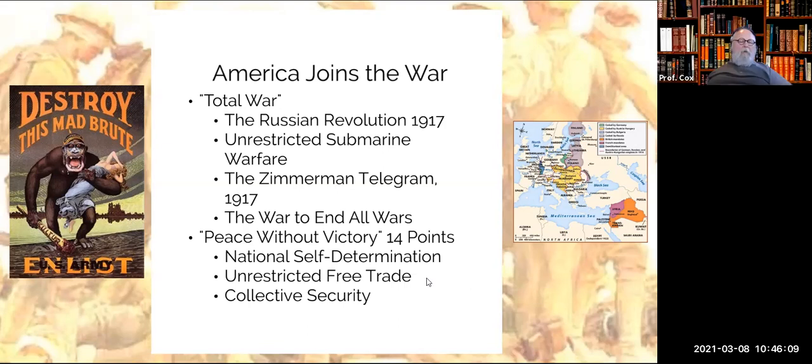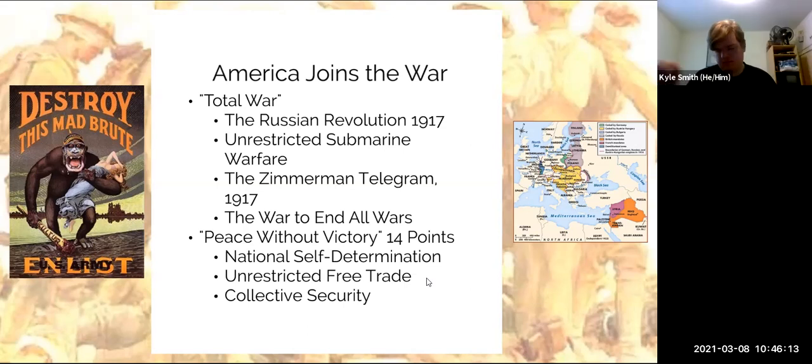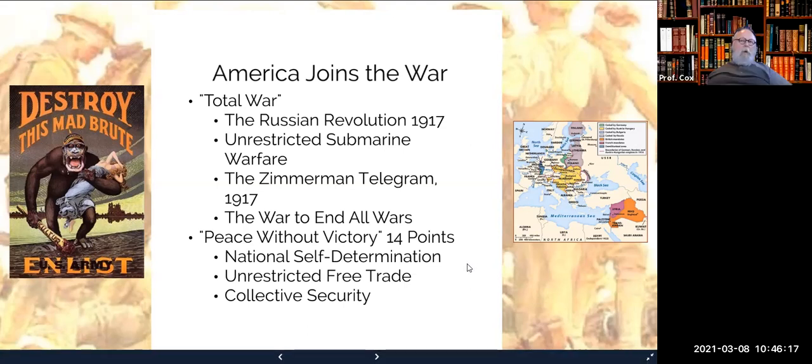Right. What's the whole purpose of having an empire? The whole purpose of empire is to support your economy. And the way that you do that is you control the economy of that other country. You follow what I'm saying? So the Europeans are not going to go for that either. The last one, though, is collective security.